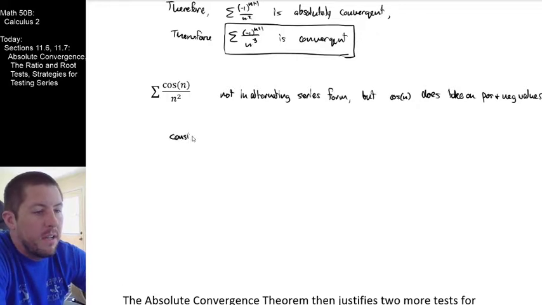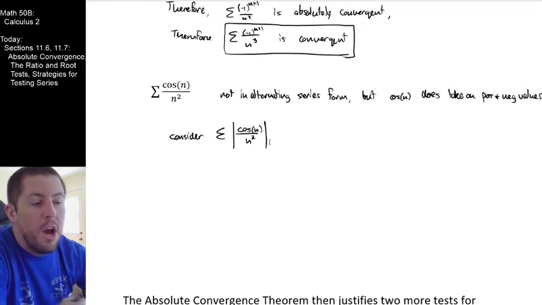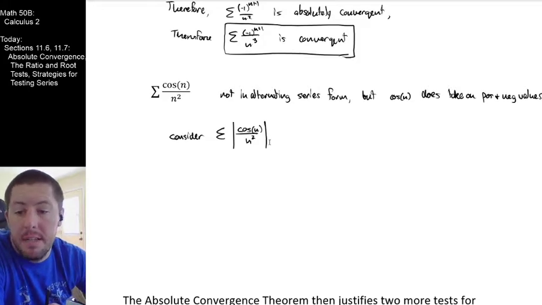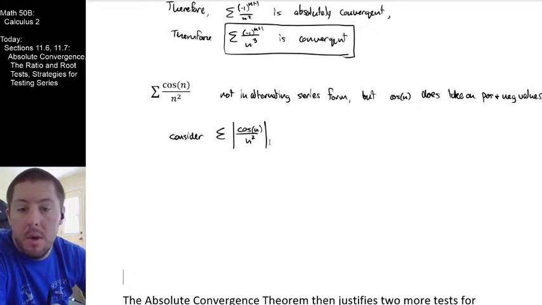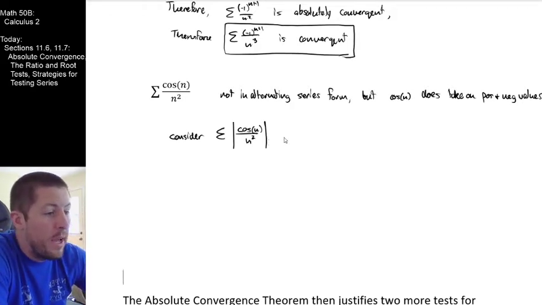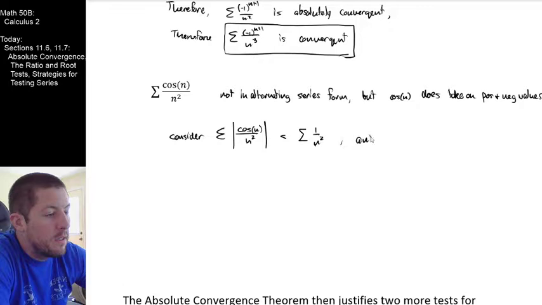So let's consider the series where we're taking the absolute value of this stuff right here. Now, what I know is that cosine of n is sometimes positive and sometimes negative, but it never is more extreme than the value of 1, right? So I'm thinking to myself, the absolute value of cosine of n is somewhere between 0 and 1, always. So what I know is that this is guaranteed then to be less than the series just 1 over n squared. And the series 1 over n squared converges because of a p-series.